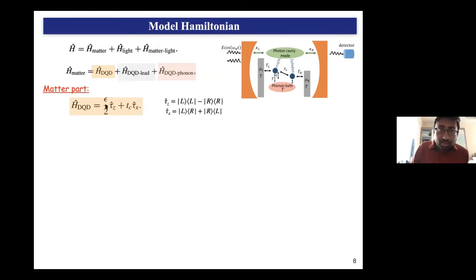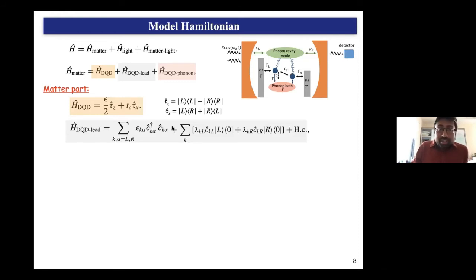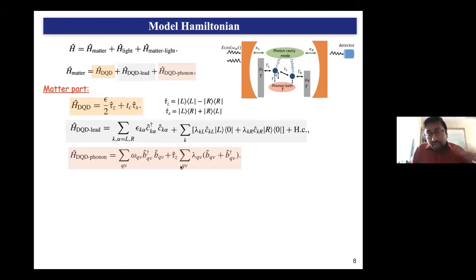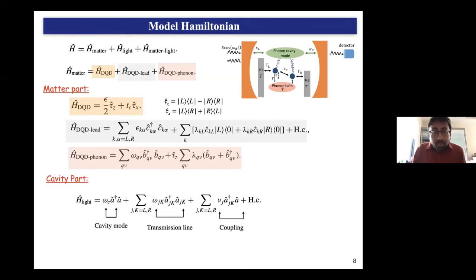Now, the parameters that we should focus on are epsilon, which is nothing but the detuning between these two dots, and Tc, the coherent tunneling between the dots. You have a standard coupling between these dots and the leads. The leads are fermionic, and these are the lead Hamiltonians. And this is the coupling between the dot and the lead, which tells you that there is a probability of an electron being pumped in from the left, a probability of an electron going out, and the Hermitian conjugate as well. So these are basically pumping the electron into the dot. And you have a standard double quantum dot phonon coupling. So when an electron is residing in the dots, it can interact with phonons and exchange energy. So that's the matter part.